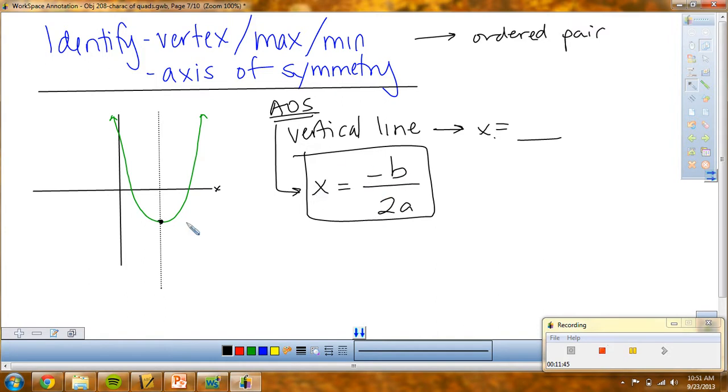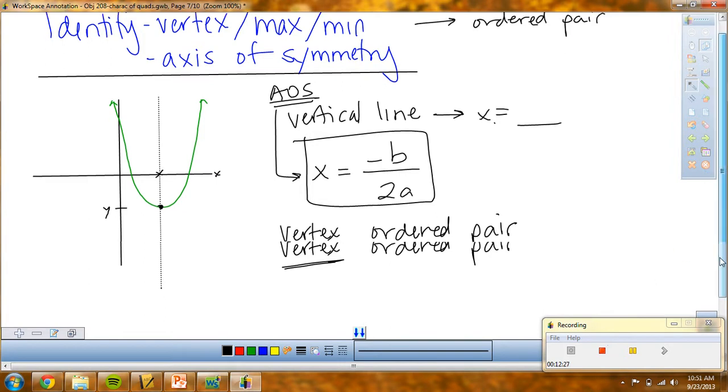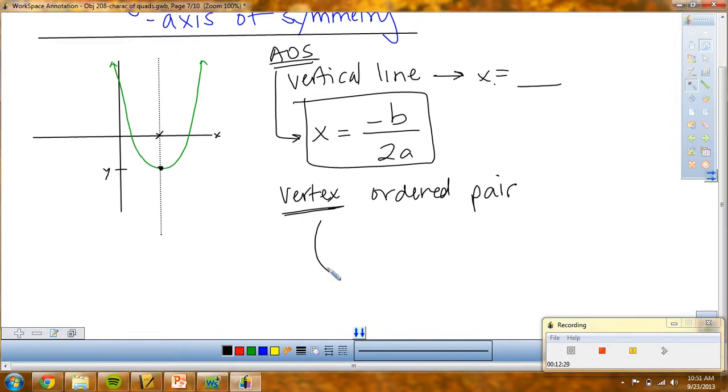Then, once we've found what this x value is, we can substitute it into the actual quadratic to find the y value. So our vertex is the ordered pair, and we're going to use the x value that we calculated for the axis of symmetry, and we substitute that in and we get a y value out.